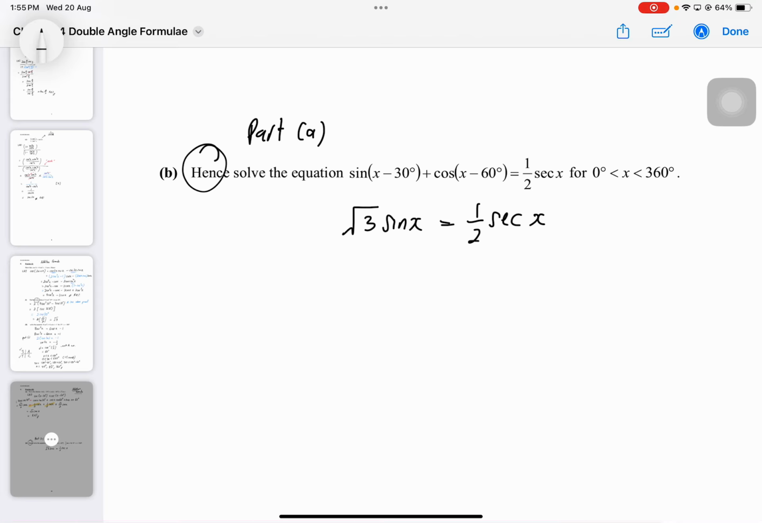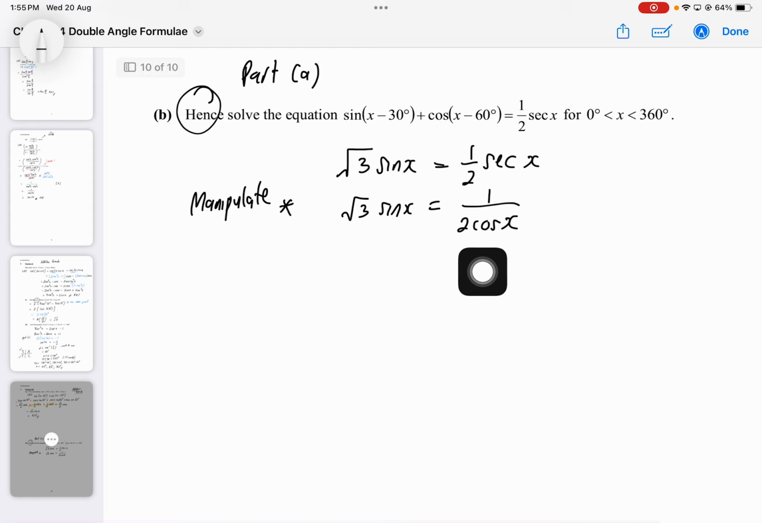Okay, so secant is what? 1 over cosine. So 1 over 2 cos x. Okay, here is a bit tricky. You need to manipulate a bit. Okay, why do I say it's a bit tricky? You realize if you cross multiply, what will you get? You get sin x, cos x. So yesterday I told you to recognize the double angles. The moment you got sin x, cos x, you should get a double angle.